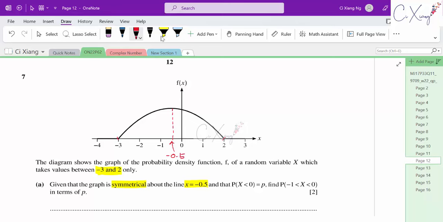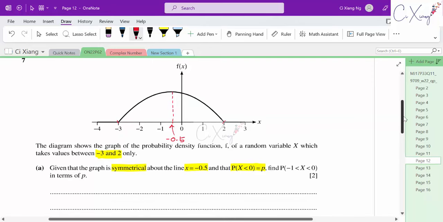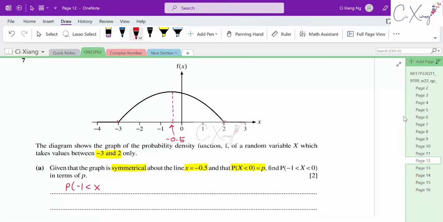And then they are saying that the probability of x smaller than 0 is p. They want us to find the probability of x between negative 1 and 0. This is a continuous random variable. When we want to find the probability for x greater than negative 1 but x smaller than 0, basically the area that they want us to find is this one.